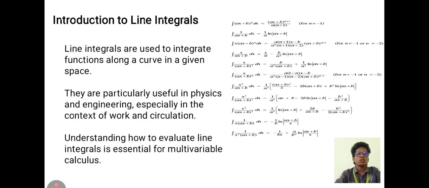Line integrals are used to integrate functions along a curve in a given space. They are particularly useful in physics and engineering, especially in the context of work and circulations. Understanding how to evaluate line integrals is essential for multivariable calculus.